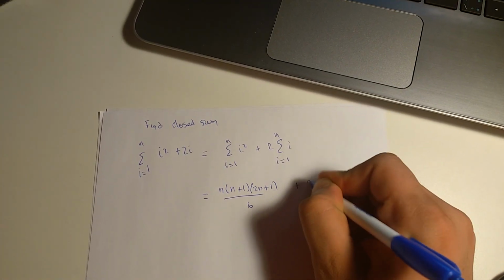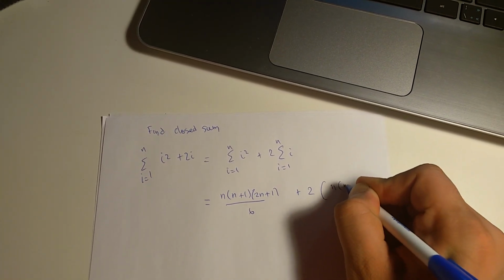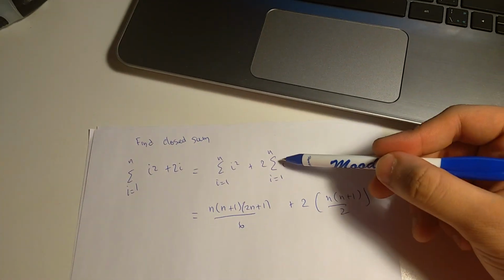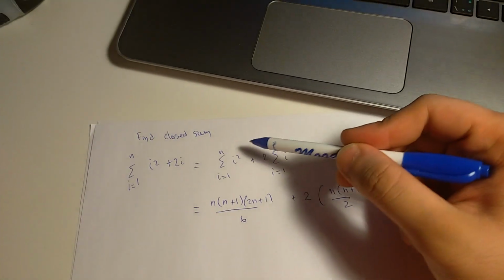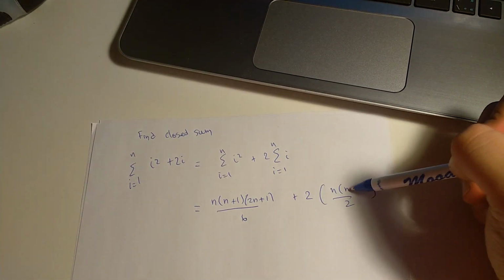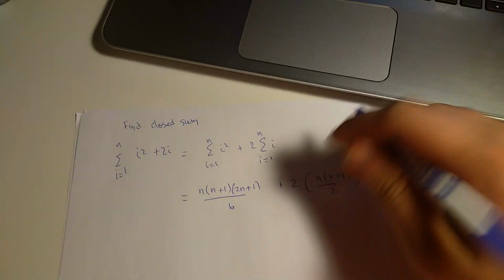Then you also have the sum of 2. So I'm just rewriting the sums in terms of n. So this sum is also equal to this. It's a property.